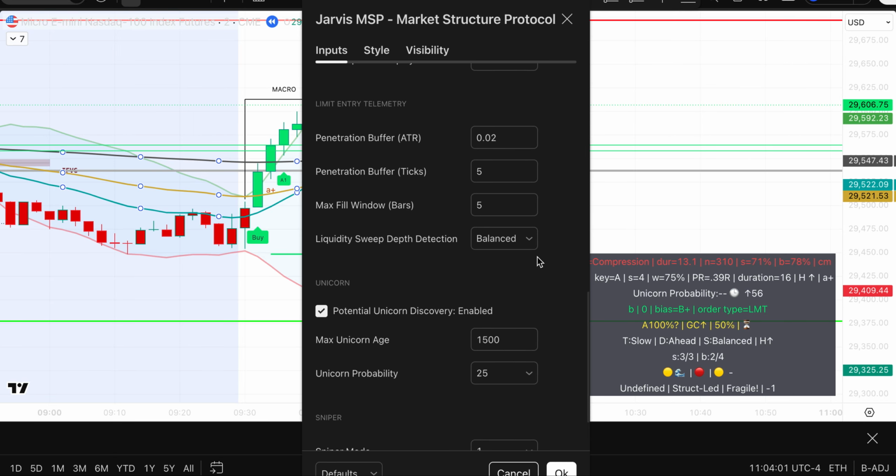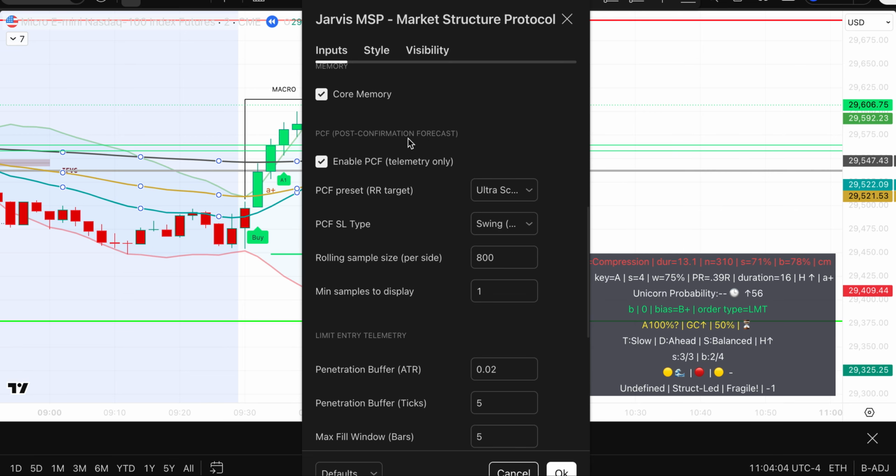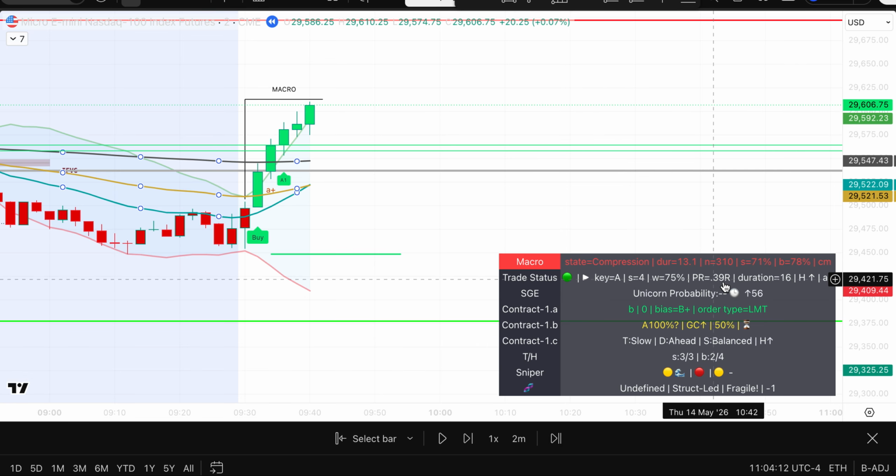Just come down to post confirmation forecast, and as you can see, it's set to 1R, right? This is the journaling aspect of Jarvis. This is telling you that it actually even went 0.39R above, and this is actually an average of all the wins. This is what we got. What else do we have here? Duration is 16 bars. So the average duration to hit TP is 16 bars. So 16 bars, 2-minute chart, you get what's going on, right? It's about 32 minutes. Almost a little bit over half an hour to hit TP for this structure.